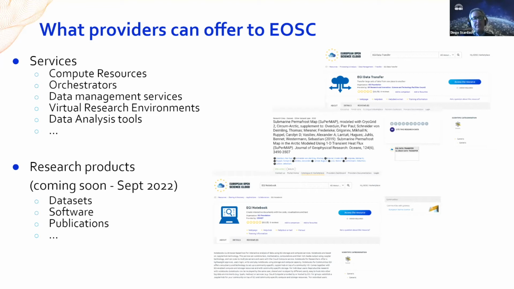This set of services will soon be enriched with the research products, which will be available in beta during the summer, in June of this year, and will be available in production in September 2022. They will enrich the current set of resources offered by EOSC with datasets, software, publications, and so on. You can see on the right of the slide some screenshots that I extracted from the EOSC marketplace that show you different elements of EOSC that can be accessed by the user.